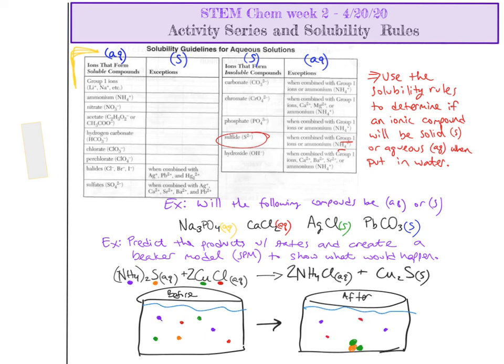So what a beaker model does for us is it's able to really show us, hey, look, something is changing. It is definitely different, and it also really is great at illustrating if something doesn't happen, right? If you have a double replacement reaction that does not form a solid, and you look at the beaker model before and after, you will see both beakers are simply full of dissolved ions, and nothing, in fact, has happened.